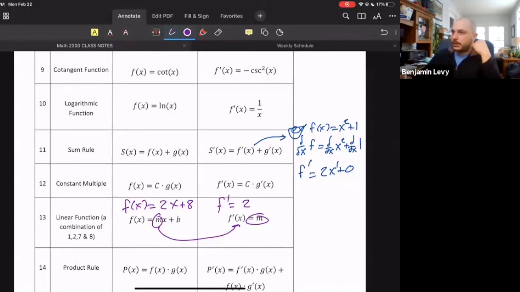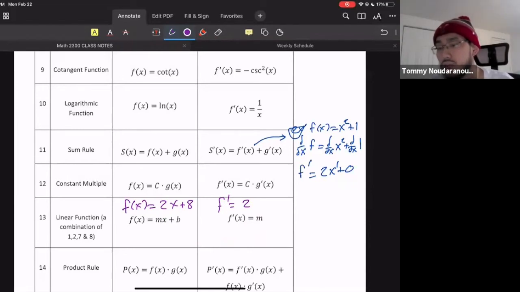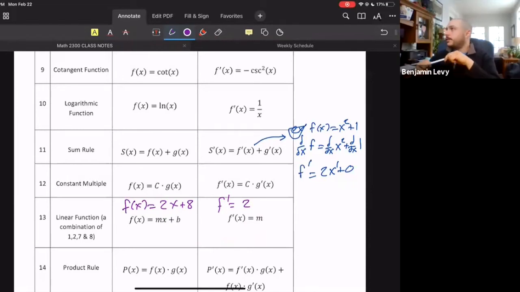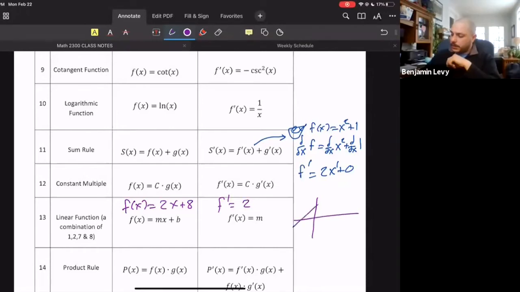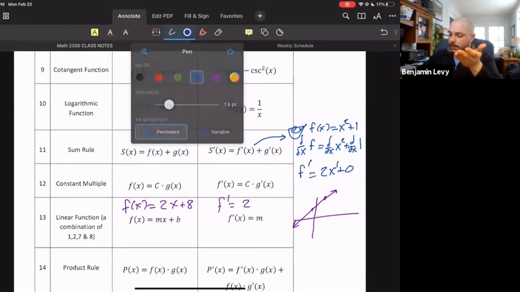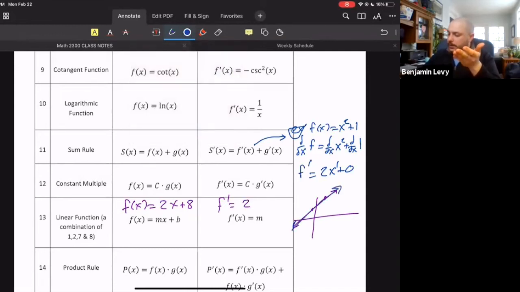Could someone explain why that makes sense? Practically speaking, why is it that the derivative of a line is just the slope? This is going to stay the same regardless. Yeah, that's right. I was just going to say because on a linear function, like on a straight line, the slope is always the same. Yeah, exactly. If we looked at 2x plus 8, no matter where we look at, the tangent line is the line itself, right? If I was going to draw a tangent line, it's just going to be right over top of the same line because it's just a line, right?